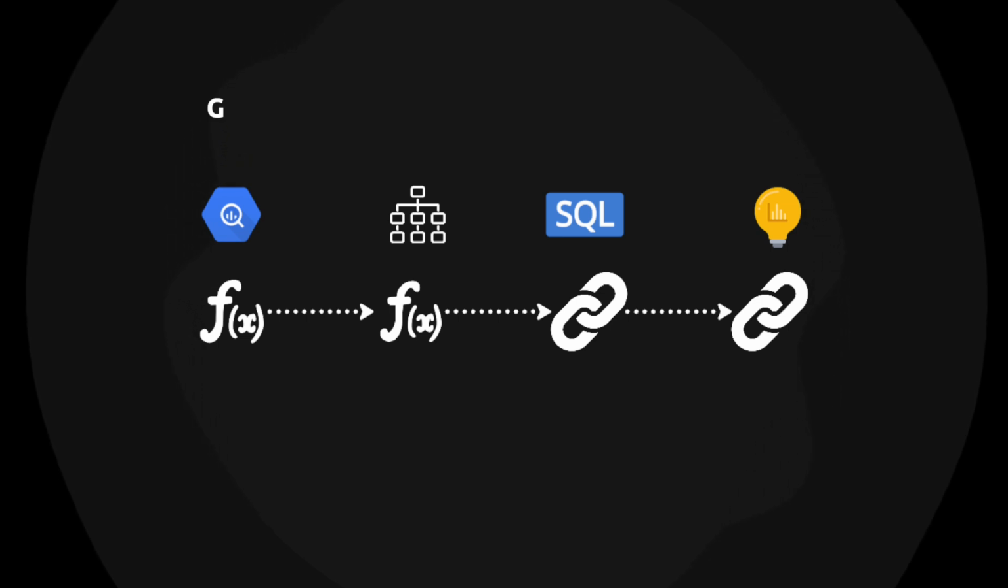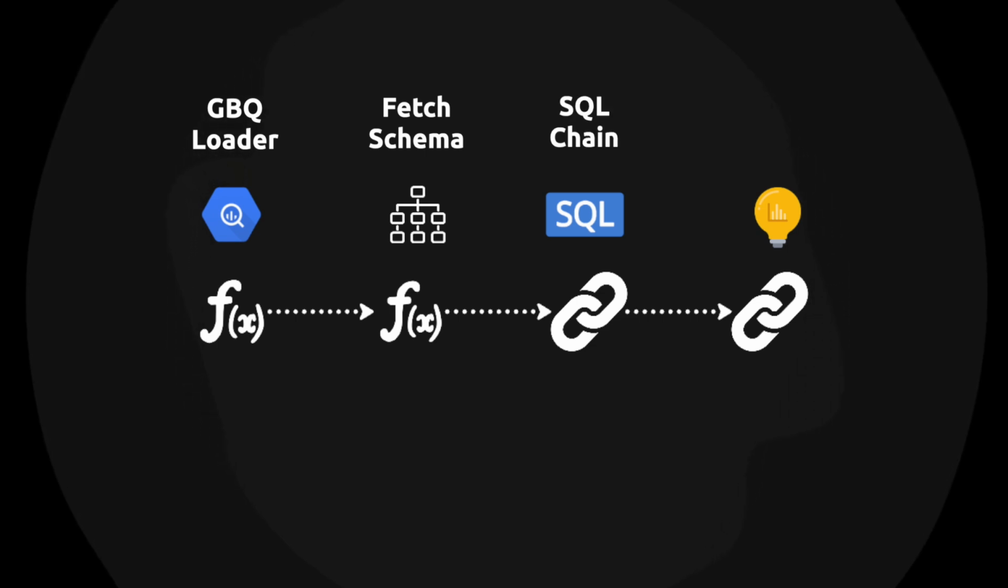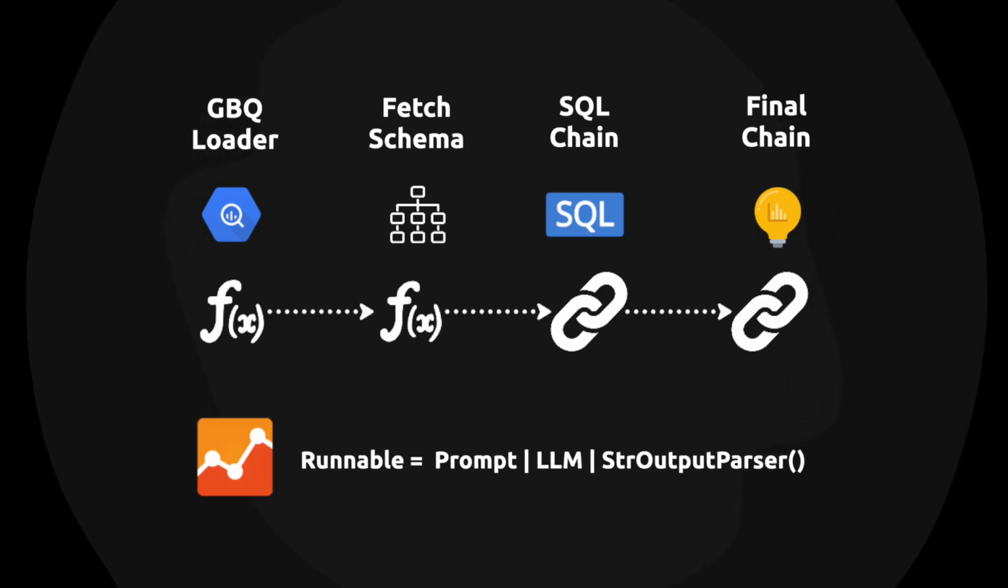I'm first going to connect to the GA4 data using LangChain's BigQuery loader. Then I'm going to formulate the functions that fetch the schema information for the GA4 data. I'll then feed the schemas into a SQL chain needed to extract the data. And finally, I'm going to formulate the full chain that allows us to chat with the data using basic chain composition. I'll share the code and a link to the data below the video. Let's get started.